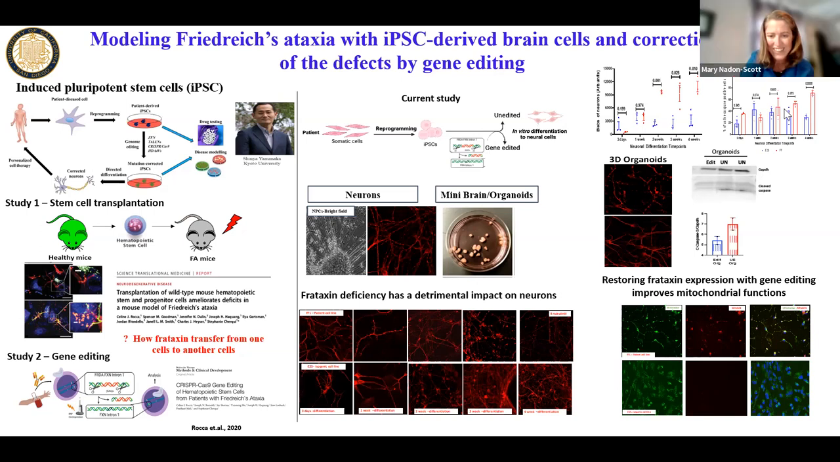Great, thank you. Do we have time for one more question? Yeah, sure. The next question: for the next steps, are you going to co-culture the gene-edited microglia with the iPS neurons?